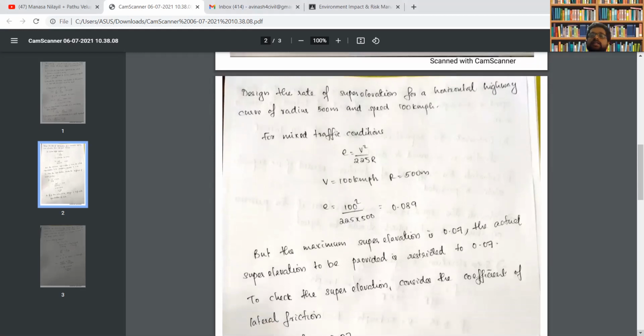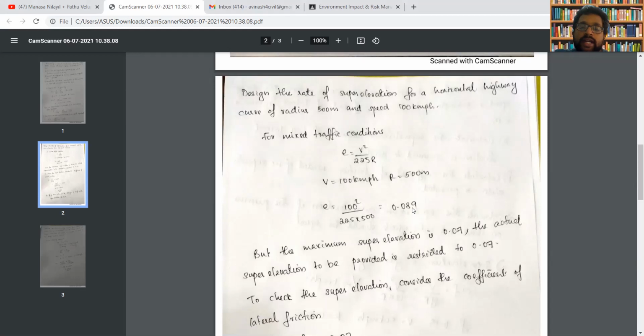But you know that there is a limit as per the IRC for the maximum value of super elevation to be provided, and that maximum value is 0.07. But here you have obtained the value of super elevation as 0.089. So while reporting the answer, you should report the answer as 0.07 only. Okay. I repeat, in this question, you are obtaining the value of super elevation as 0.089.